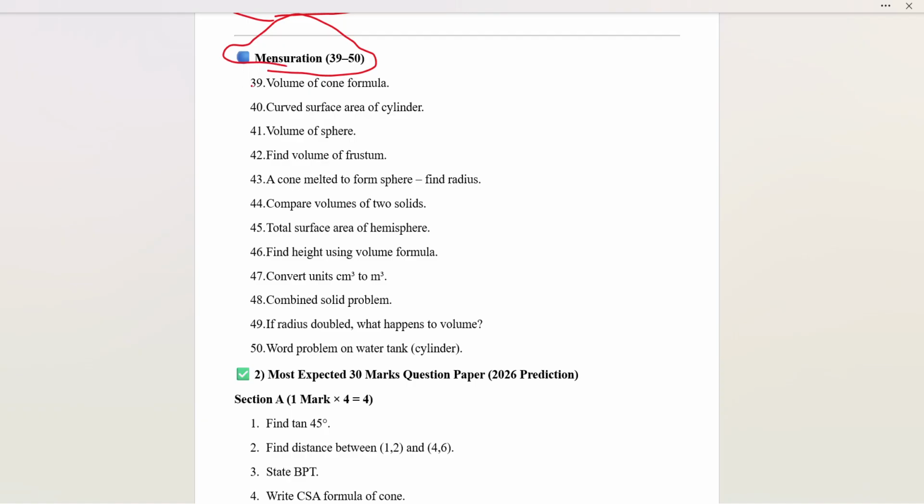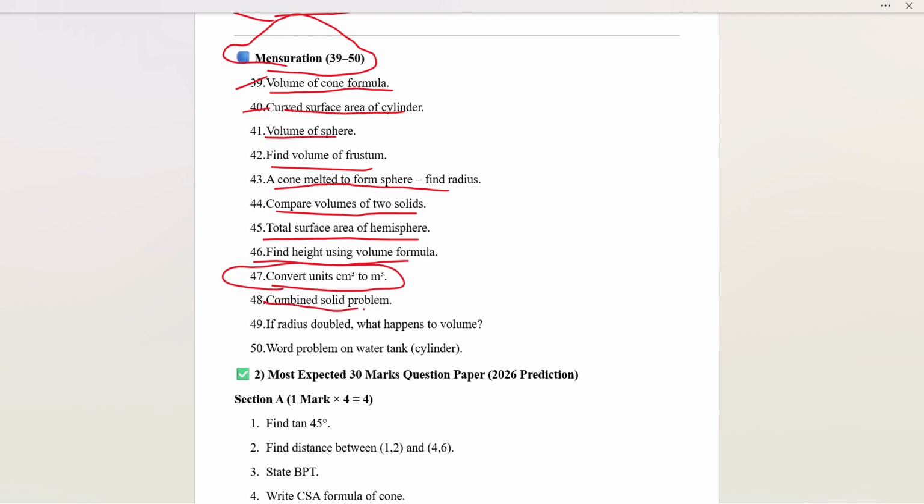From that chapter, there is the volume of a cone formula, which is a formula-based question. Next are the curved surface area of a cylinder, volume of a sphere, volume of a frustum, a cone melted to form a sphere to find the radius, comparing volumes of two solids, total surface area of a hemisphere, finding height using the volume formula, and converting units from cm cube to meter cube. Then a combined solid problem, what happens to the volume if the radius is doubled, and a word problem on a cylindrical water tank.